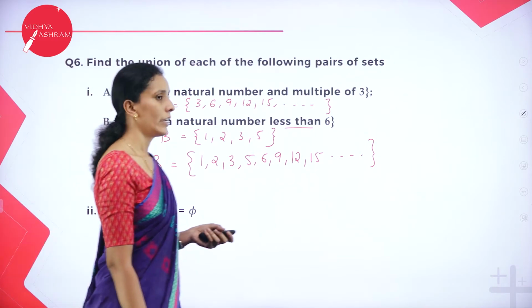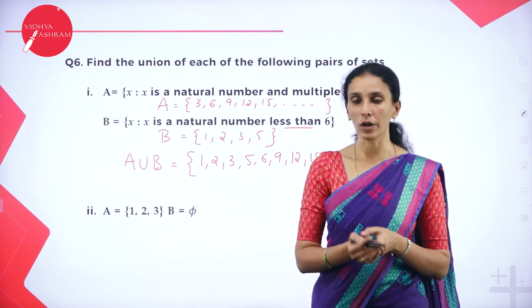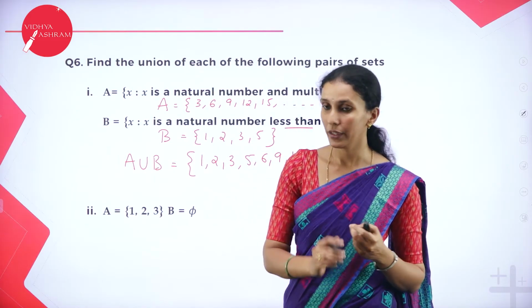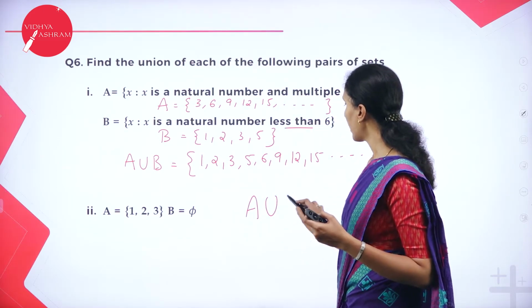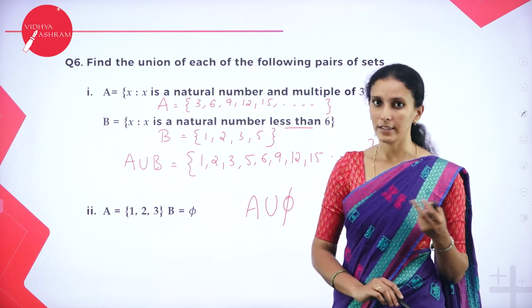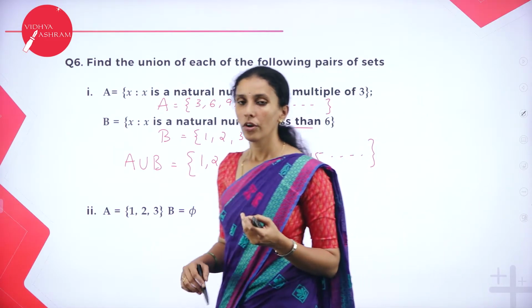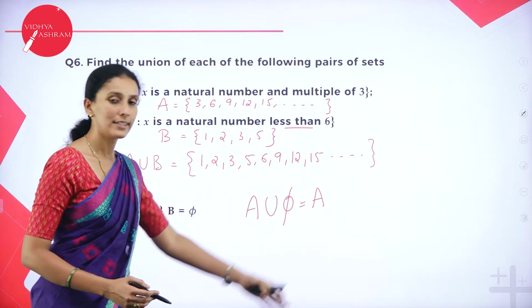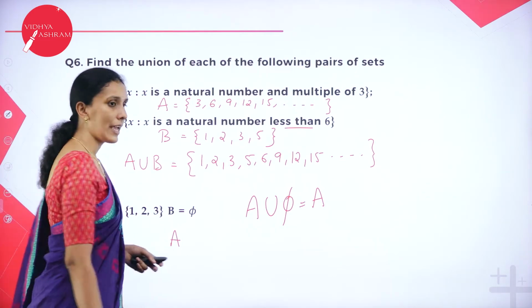Next we have set A equal to {1, 2, 3} and set B equal to the empty set. What does the law of phi say about the union? What happens when you take a union with an empty set? It is again A. So when you are taking the union of an empty set and a set, the answer is again A. So here also your answer will be A.